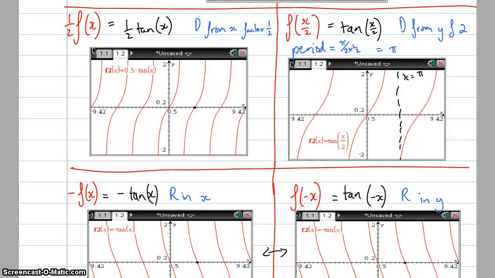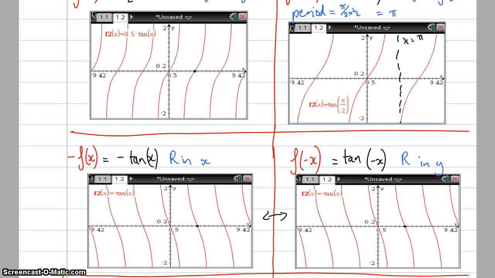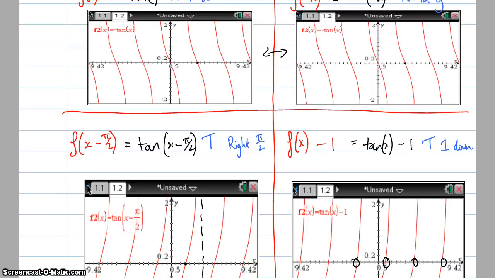In the next video, I'll have a go at drawing a couple of tan graphs, and then hopefully you can give it a go yourself.